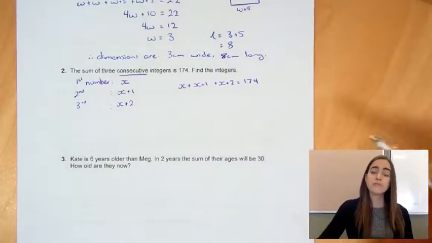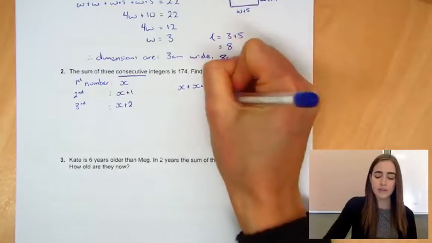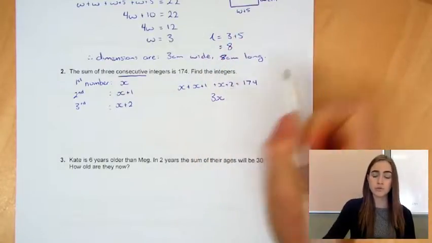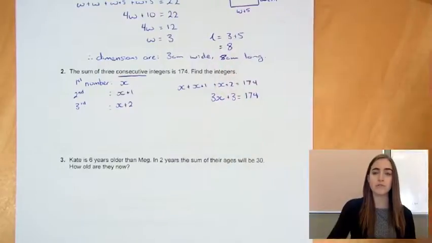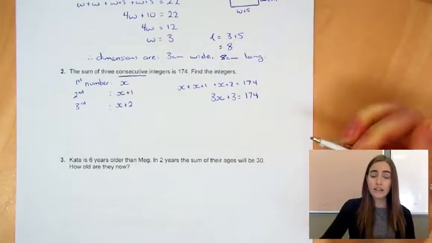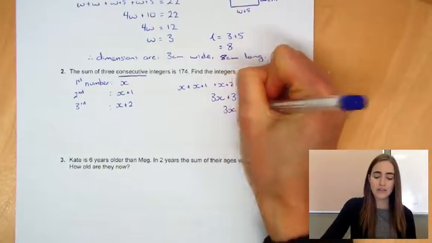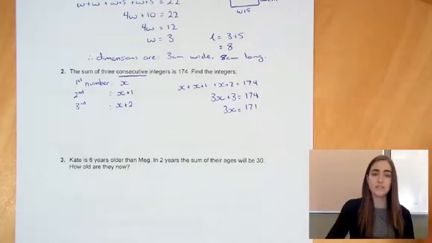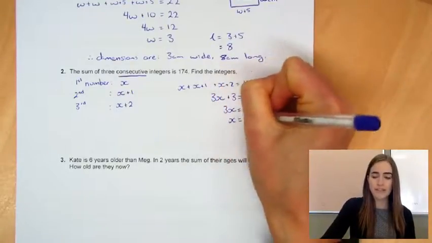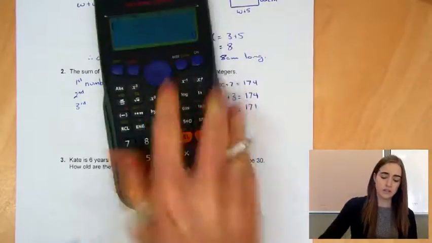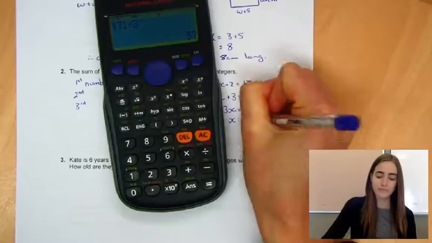So now we'll go through and simplify again by collecting like terms. So we've got 3 X's there. And we've got that 1 plus 2, so we've got 3x plus 3 equals 174. Now we'll subtract 3 from both sides to get rid of that. And we have 3x equals 171. And then we're going to divide by 3. We'll have x equals 171 divided by 3, 57.